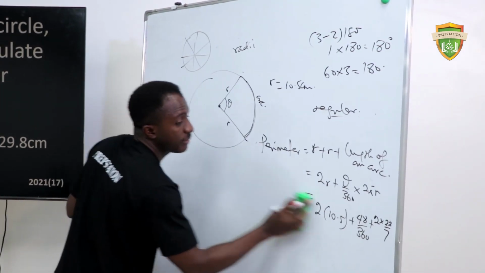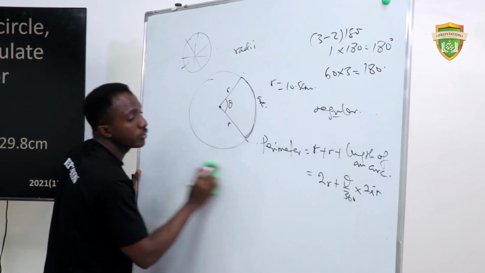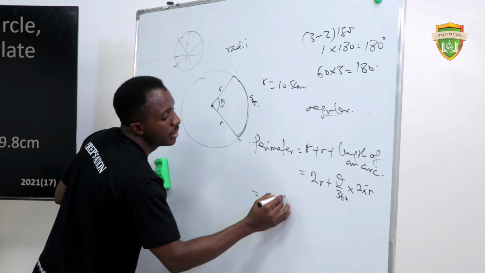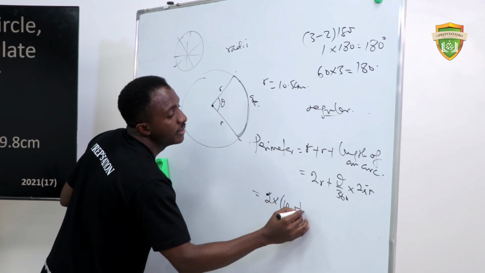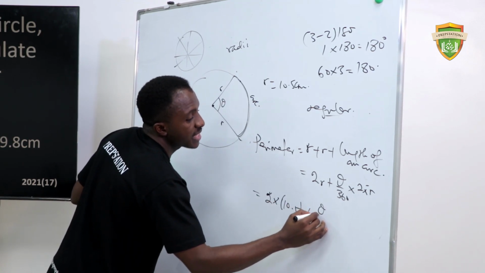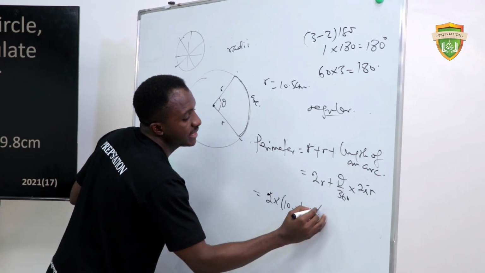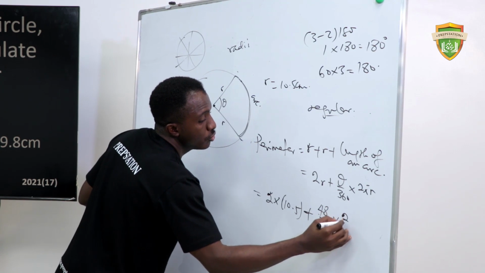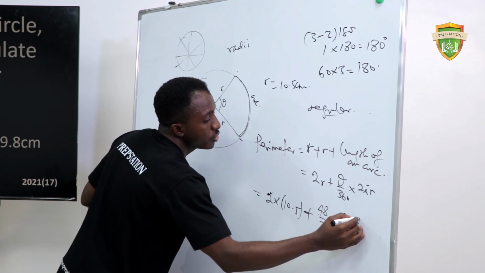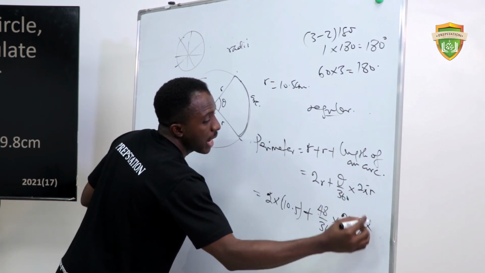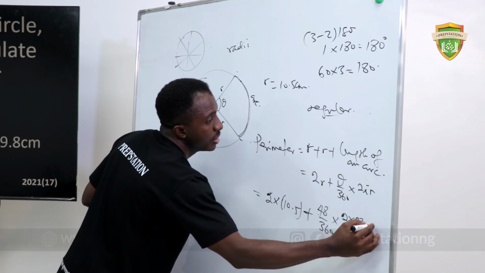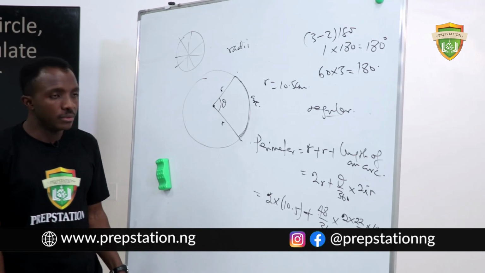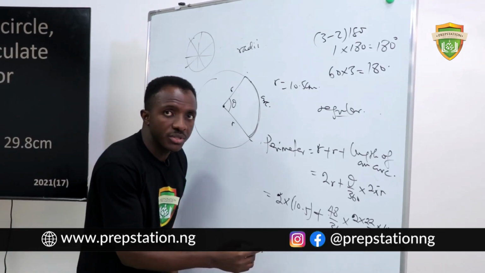Sorry, let me use another part of the board for space. So we have 2r, which is 2 times 10.5, plus theta, which is 48 over 360 times 2 times 22 over 7 times r. R there is the radius, which is 10.5. Now it's very easy to solve. How do we solve the question?